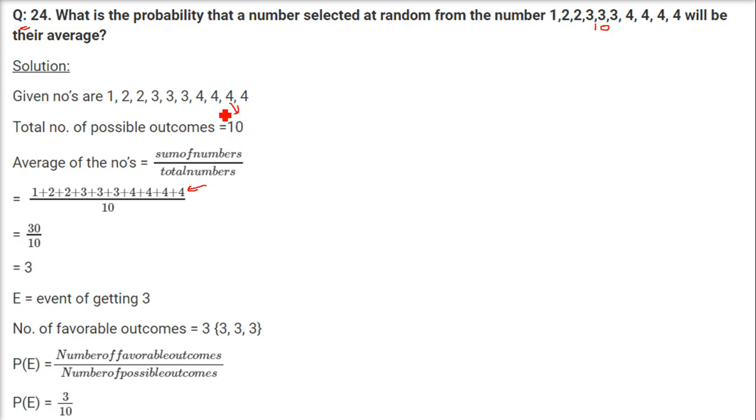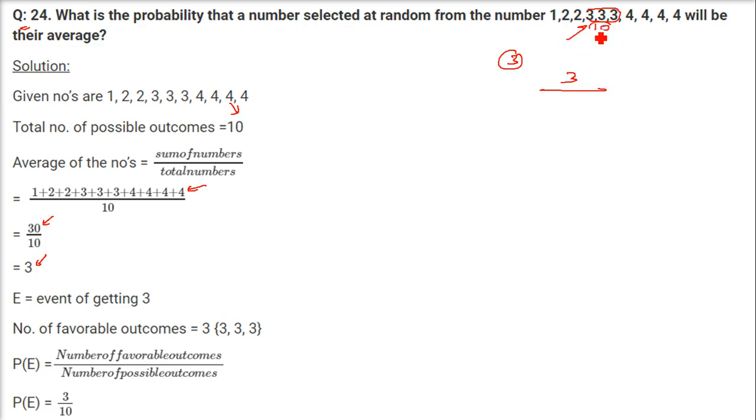The count of the numbers is 10, and when you add them, it is going to come to 30. So 30 by 10 is 3. The average of the numbers is 3. Now we are selecting the numbers and 3 should come. So what are the favorable cases? How many 3s are there? 3 3s are there.